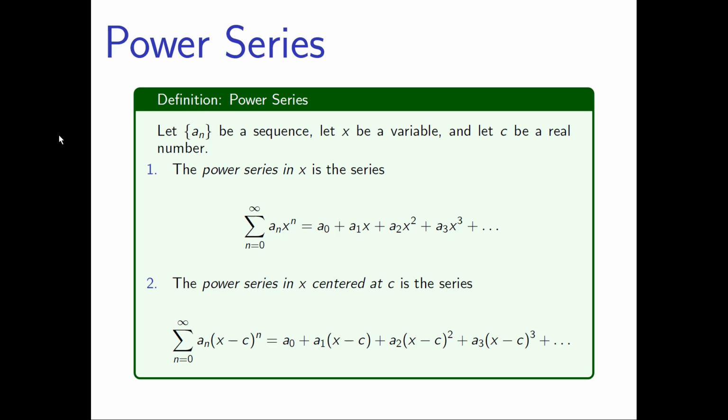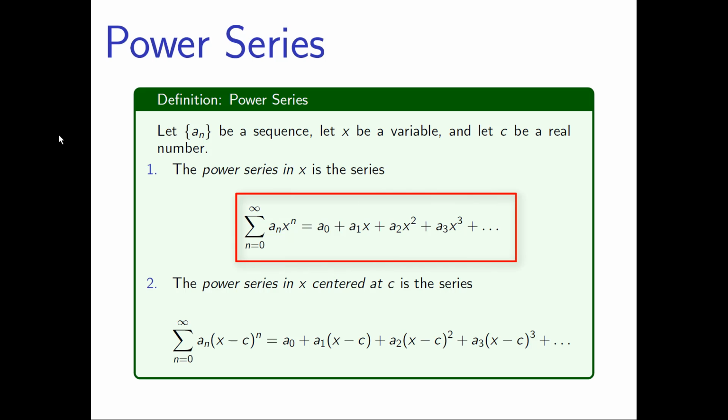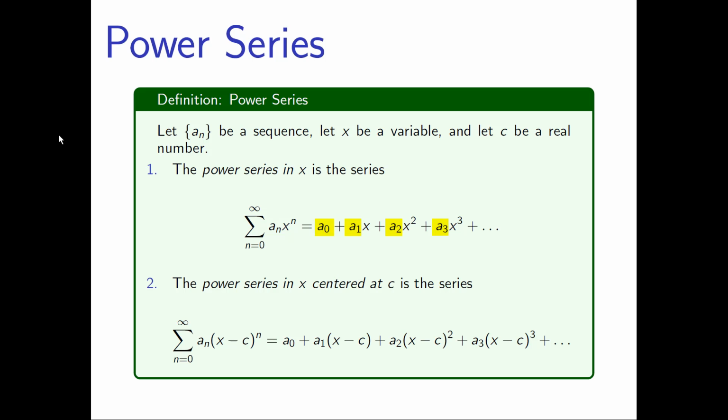Okay, so we take the a_n to be a sequence, our x is a variable, and in part 2 we'll use c being a real number. And a power series in x is this infinite series here. Okay, so we have the sum from n equals 0 to infinity of a_n x to the n. So the a's here are the coefficients of an infinite series in x, and this is a power series.